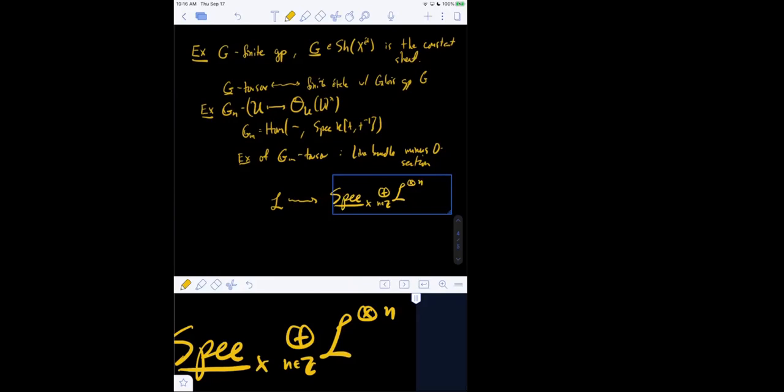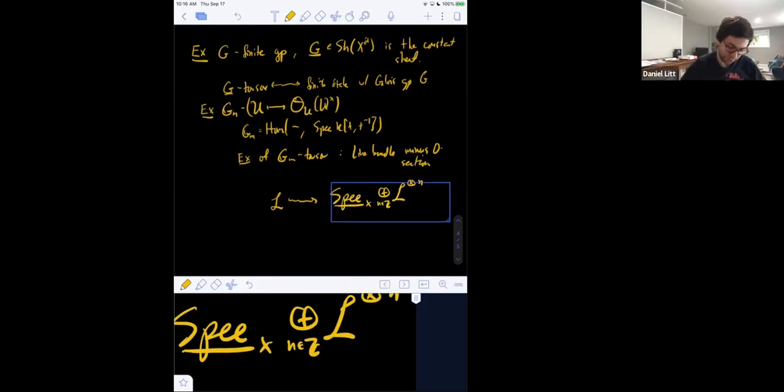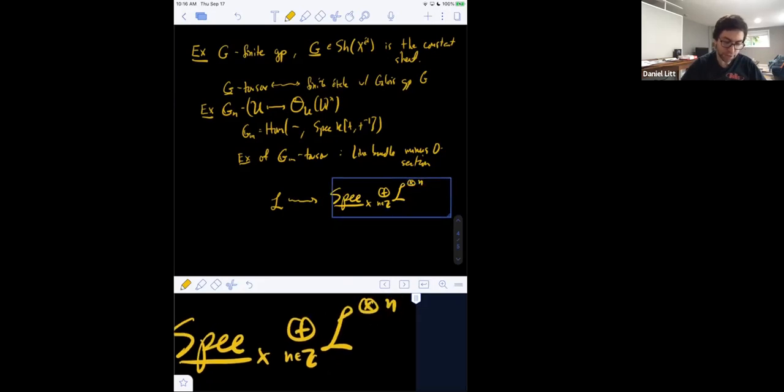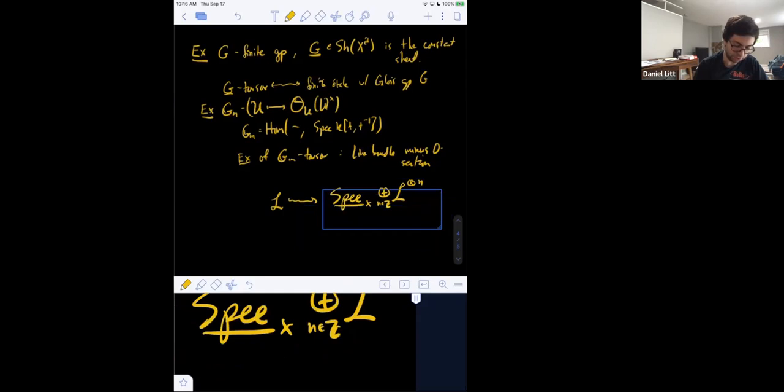They did. So if you look at fibers over a point in X, what is this? It's just K[T, T^{-1}]. So the fibers of this look like G_m. Okay, and how does G_m act on this? Well, t acts on L to the tensor n via t to the n. So that's the action. So the functor this represents, if you'd like, is a G_m torsor.